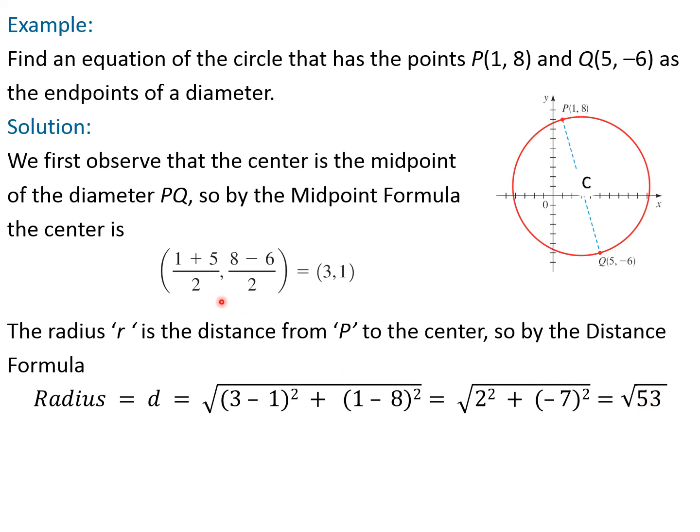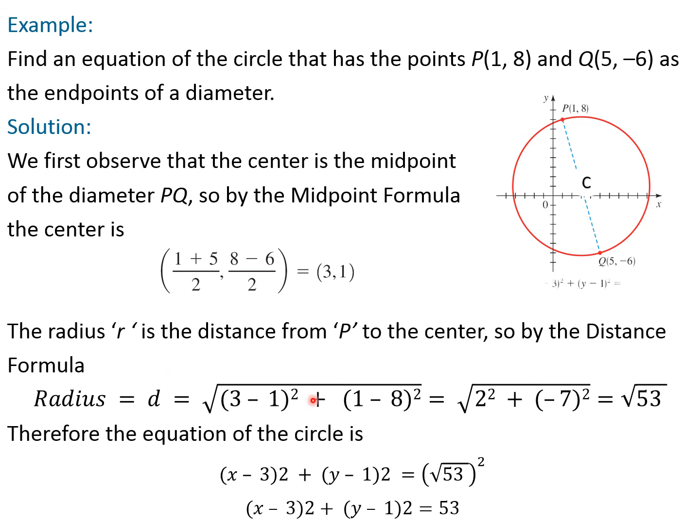So we now have the center and radius. Put these values in the equation of the circle, which is x minus 3 whole squared plus y minus 1 whole squared is equal to root 53 squared. Square and root cancel each other, and finally we have the equation of the circle.